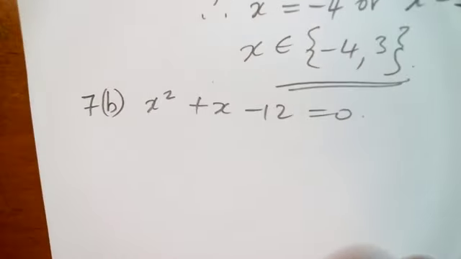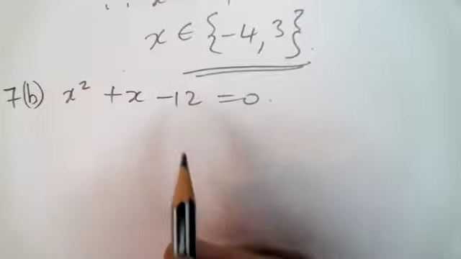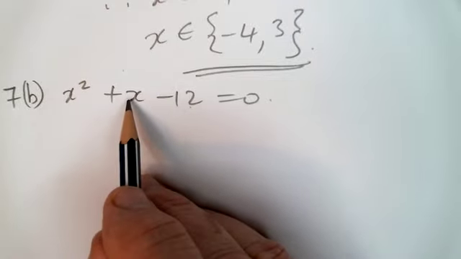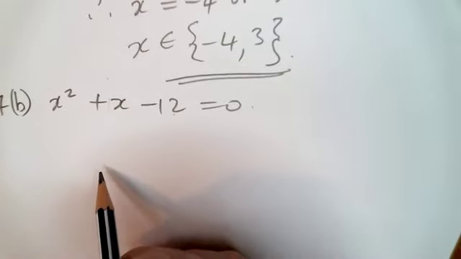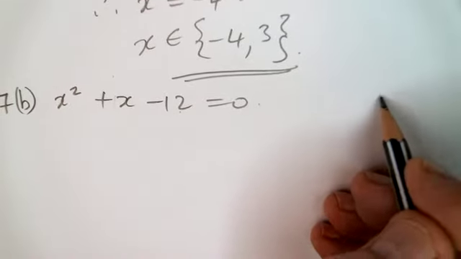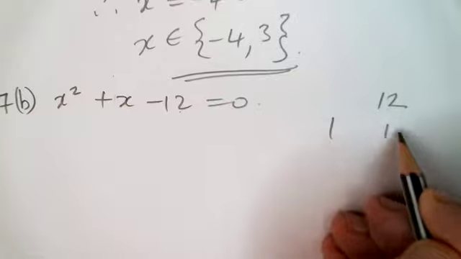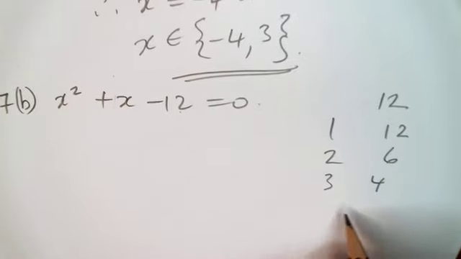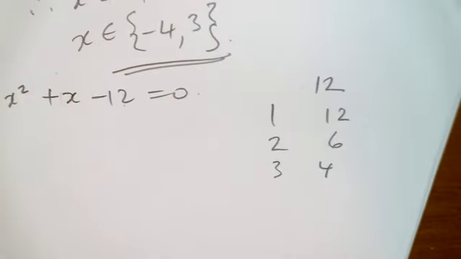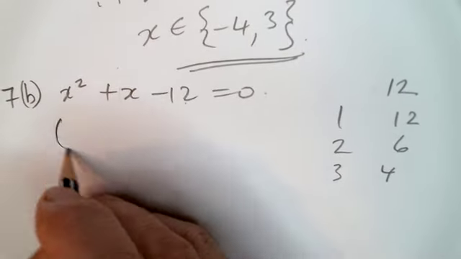So let's factorize this. So we're looking for factors of 12 that add together, add or subtract, to a 1x, because the coefficient of that's going to be a 1. So we've got 1 and 12, 2 and 6, 3 and 4, and that's our lot in terms of factors of 12. So I can put my two brackets down.